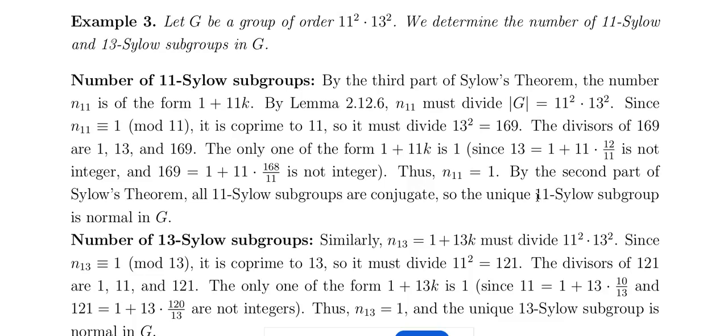We need to find out the number of 11 Sylow subgroups and 13 Sylow subgroups in G, where the order of G is 11 square into 13 square. Actually, by the third part of Sylow's theorem, the number of 11 Sylow subgroups is of the form 1 plus 11k, and 1 plus 11k should divide 13 square.